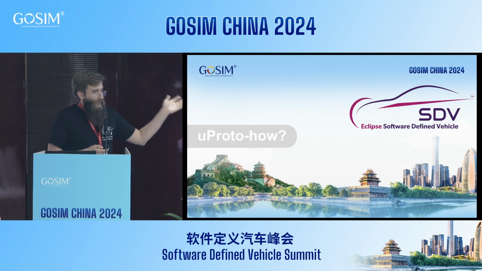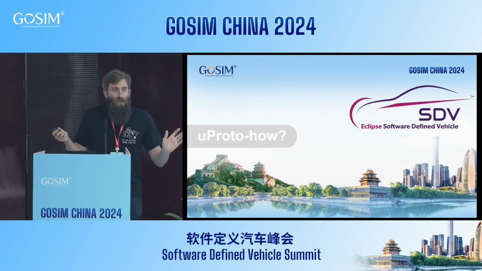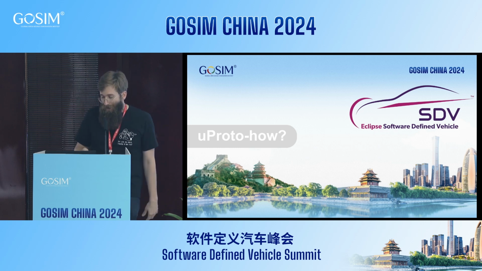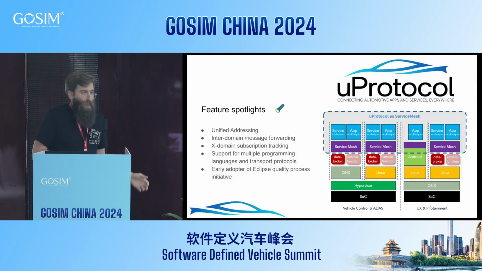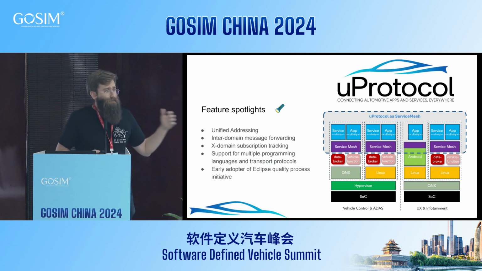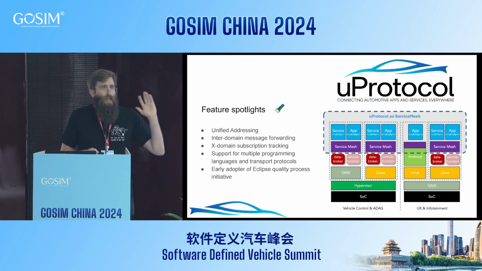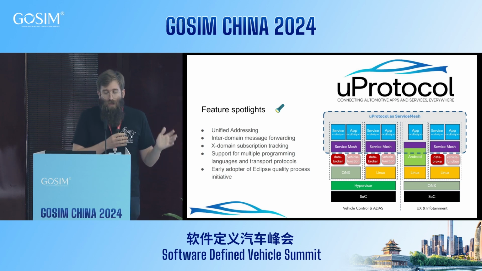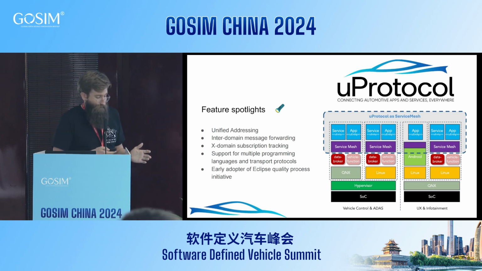So how do we accomplish all of this? How does all of this stitch together? I'll go into some of the details on these first three items here: unified addressing, inter-domain message forwarding, and then cross-domain subscription tracking.